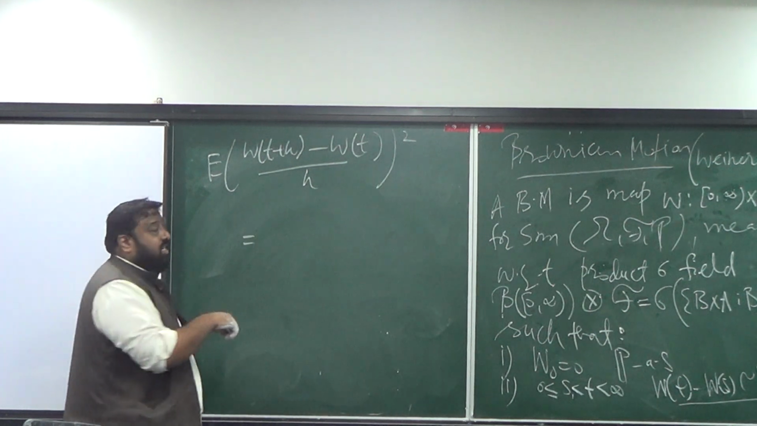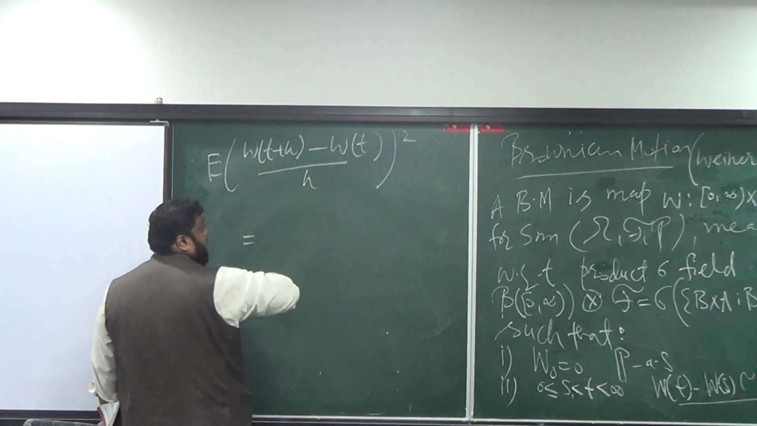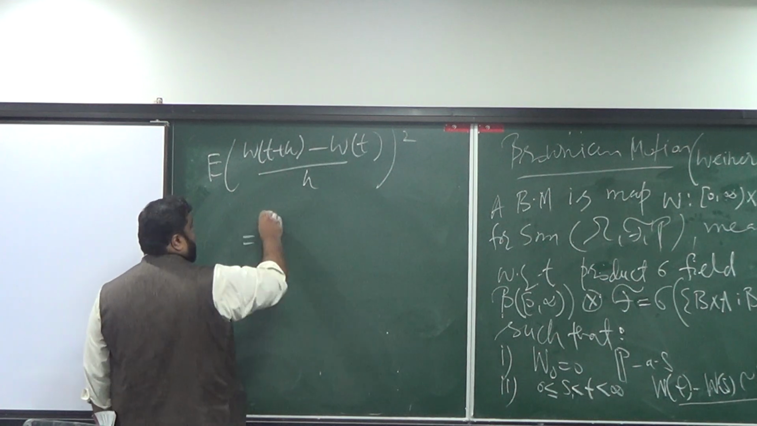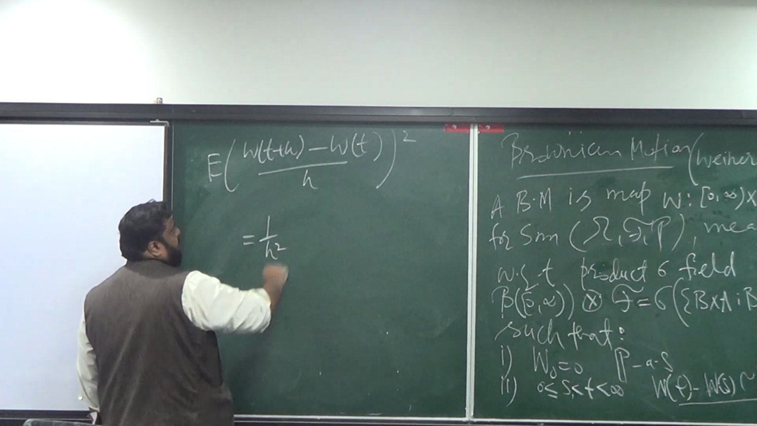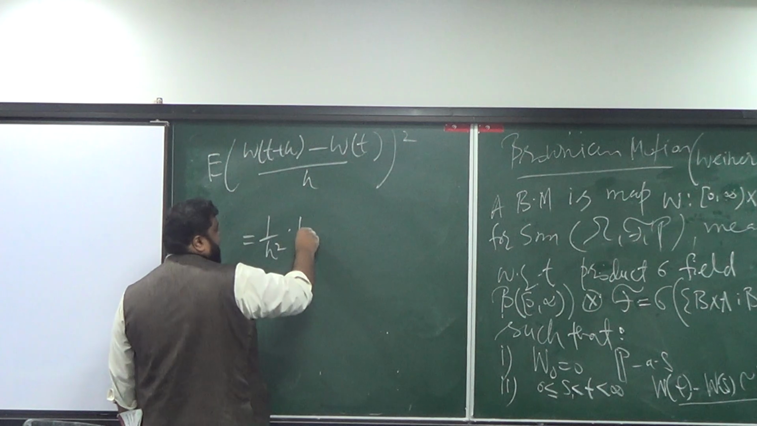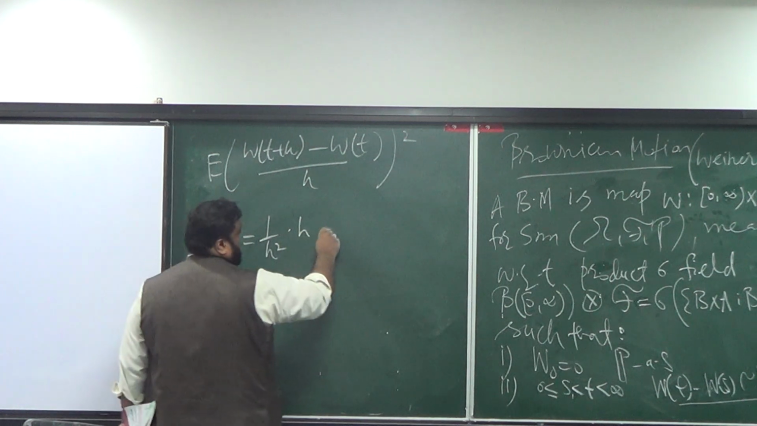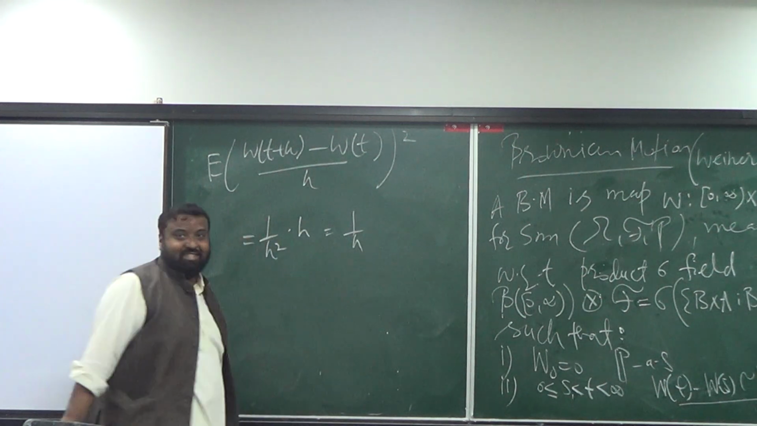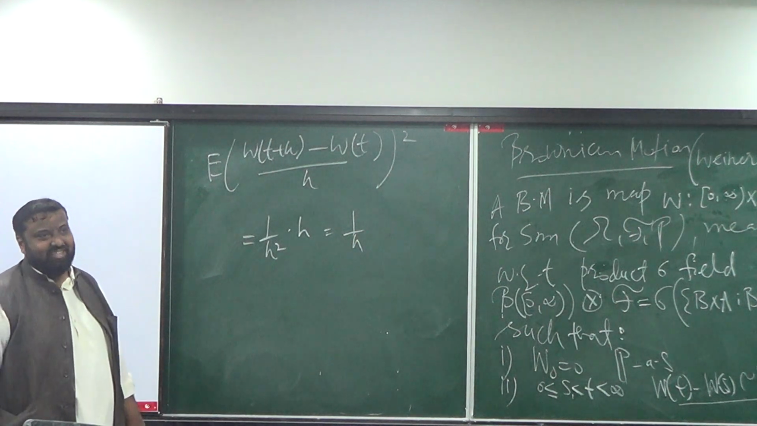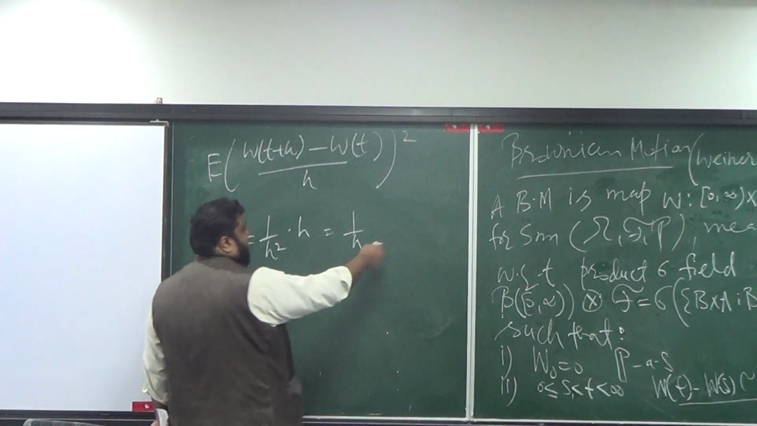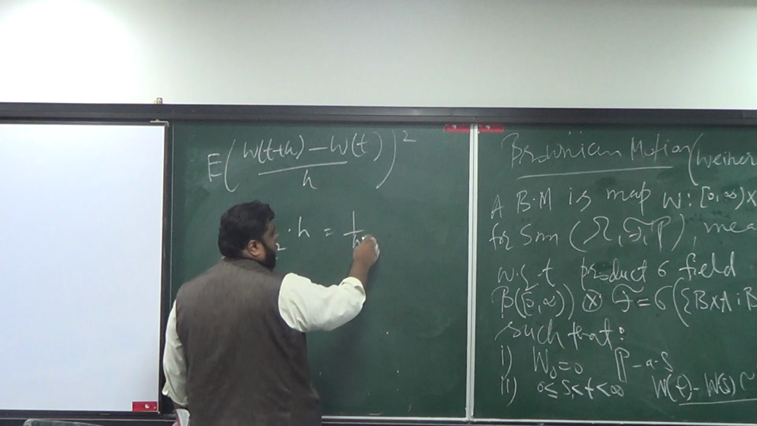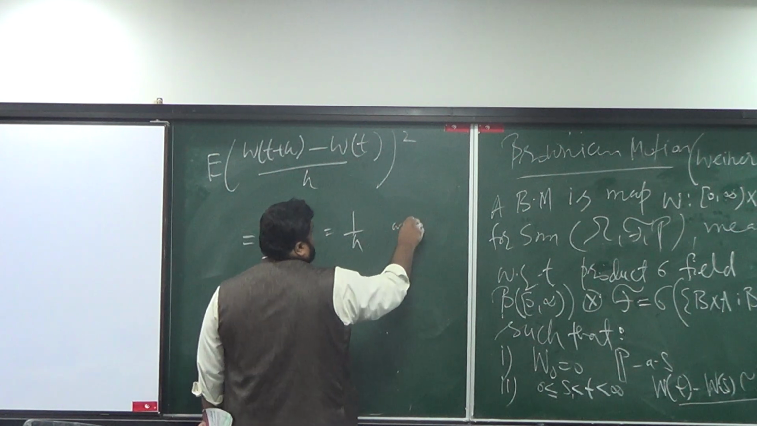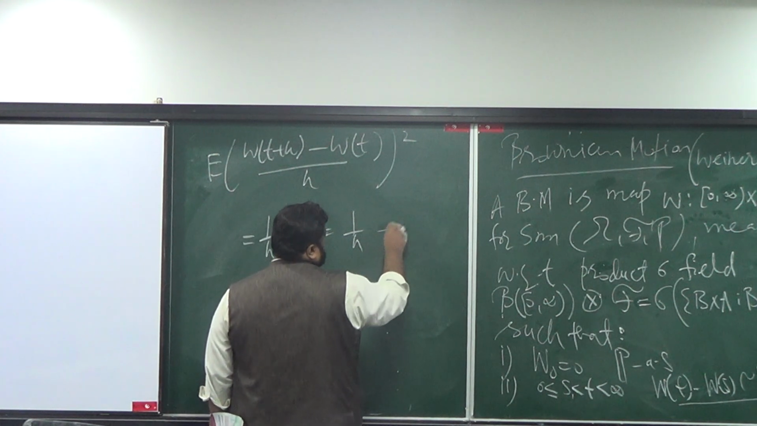Okay? And now you will see the culprit. This guy is going to be 1 over h squared and this is going to be h. We have this 1 over h, and this h doesn't go away. Okay? So this is going to blow up to infinity.